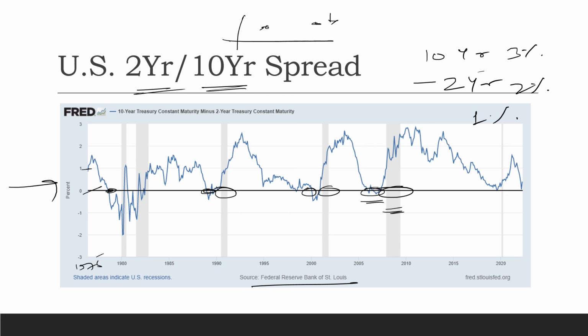So that's why the 2-10 spread is considered a leading indicator of a future recession. As you can see, the 2-10 spread came pretty close to zero, but now the 10-year has risen recently, and the 2-10 spread has risen away from indicating a recession.